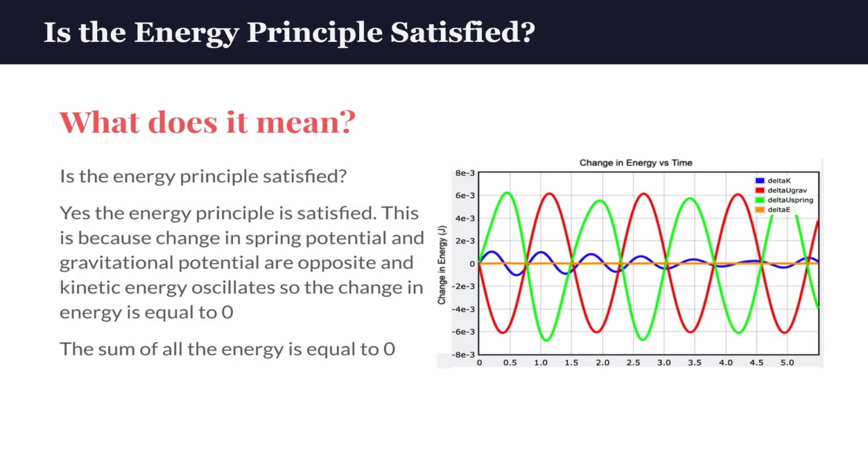What does it mean? Energy. So, is the energy principle satisfied? Yes, the change in the spring potential and gravitational potential energy are opposite. Kinetic energy oscillates, and they all sum to zero. The total energy stays constant throughout, which is exactly what the energy principle predicts. Energy can't be created or destroyed.